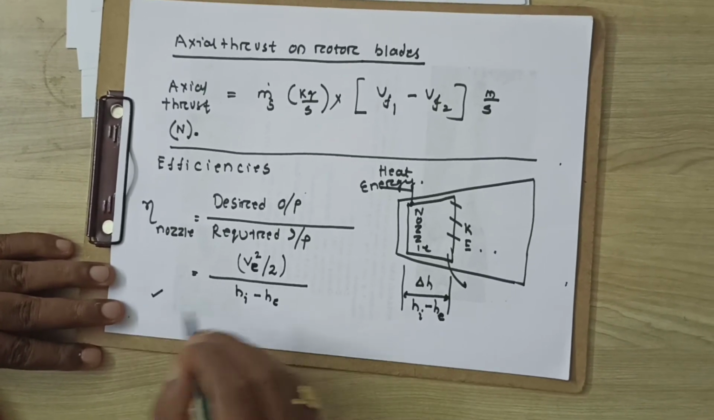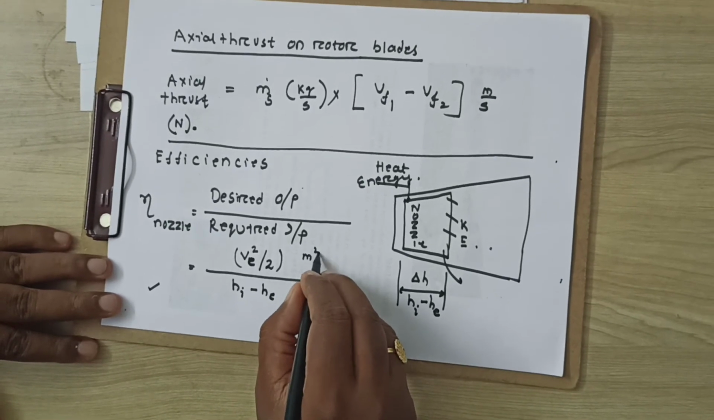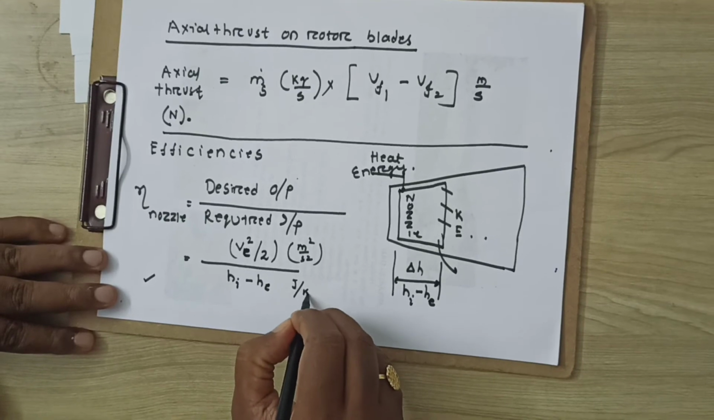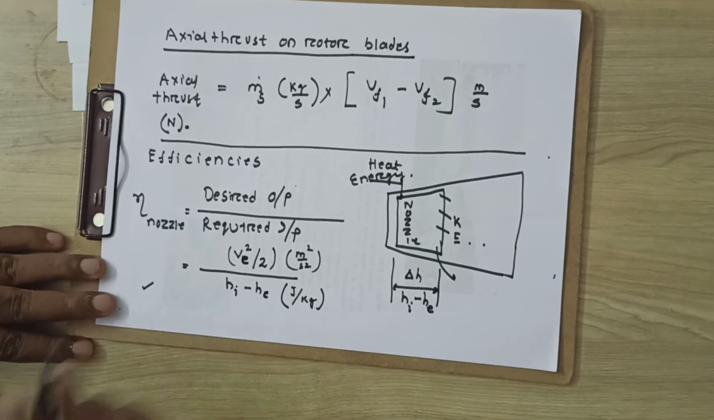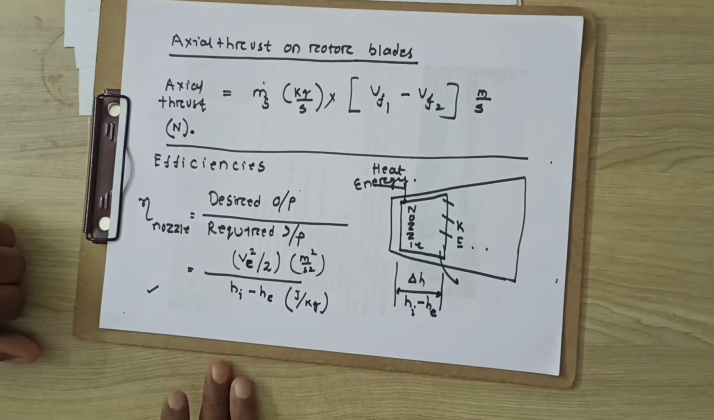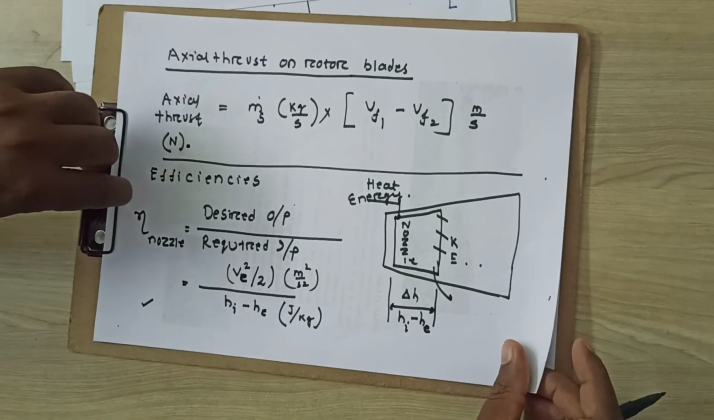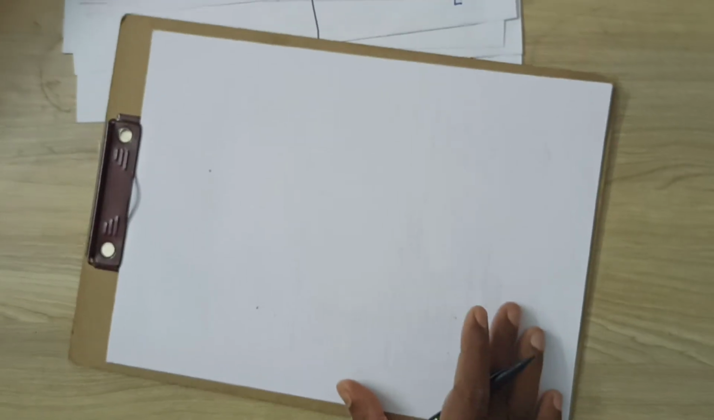Okay, this is the efficiency of the nozzle. This is in terms of meter square per second square, this is in terms of joule per kg. This is your nozzle efficiency. Whenever we solve a problem, we will see it out. Then we will move to blade efficiency.